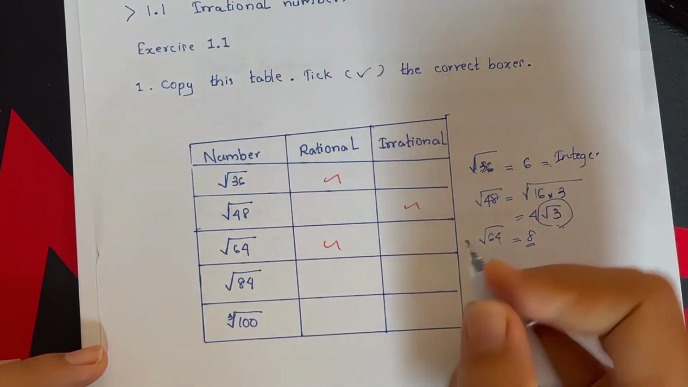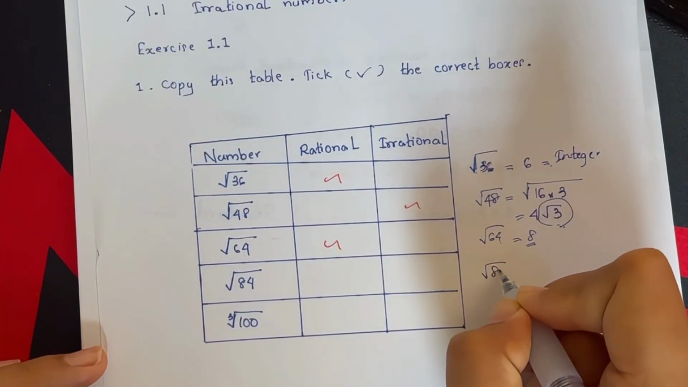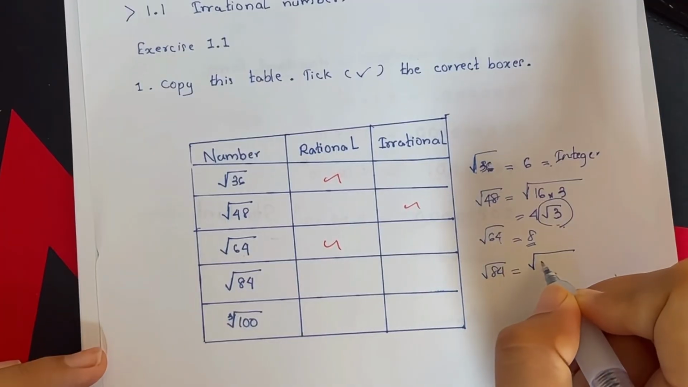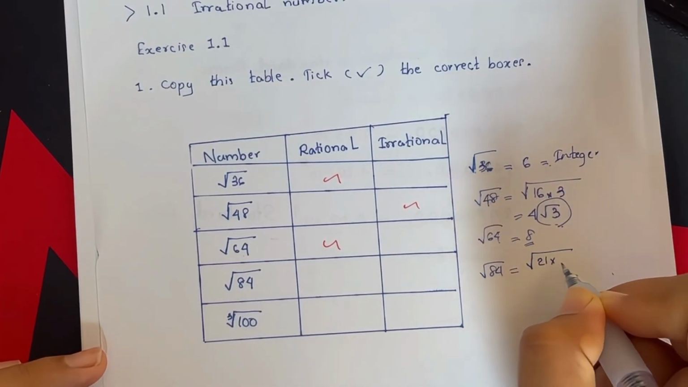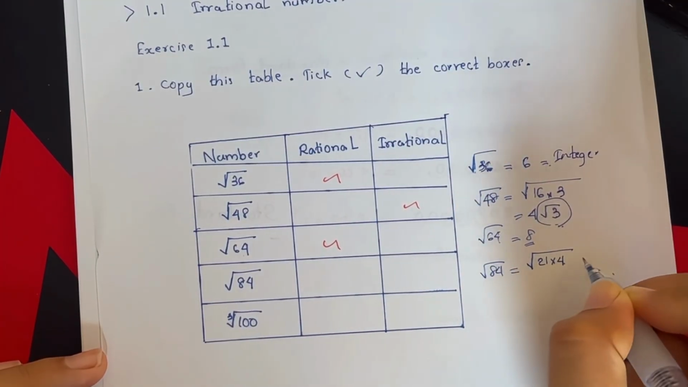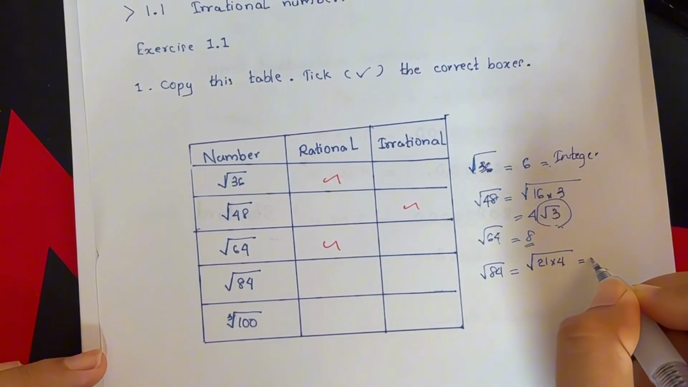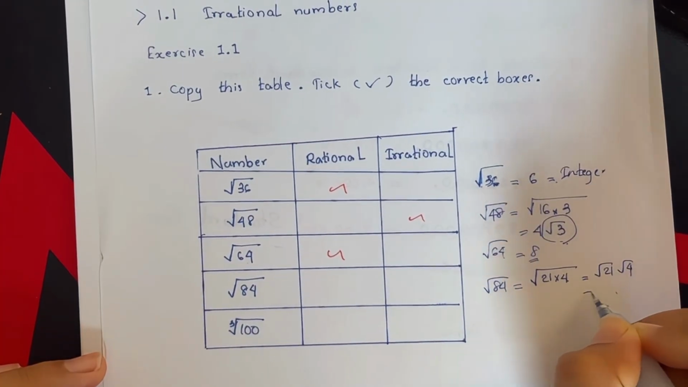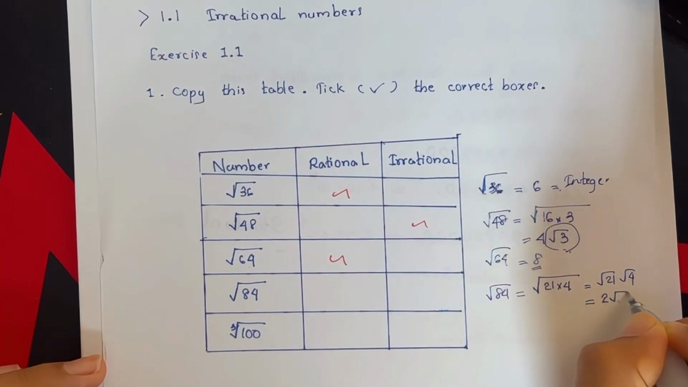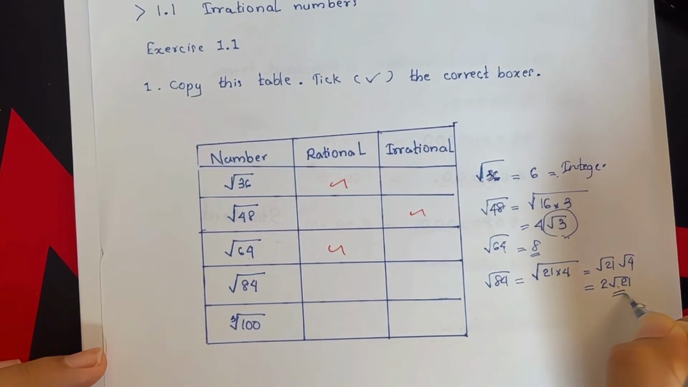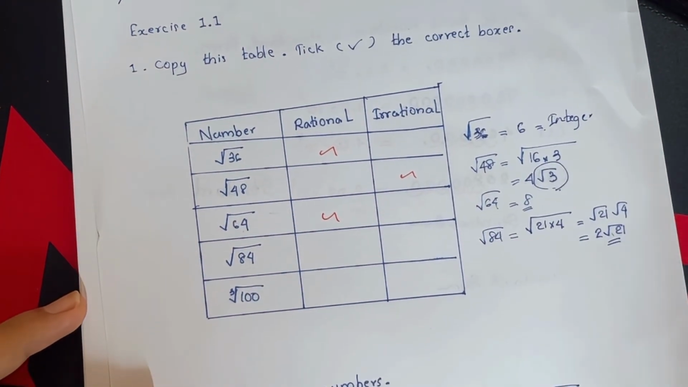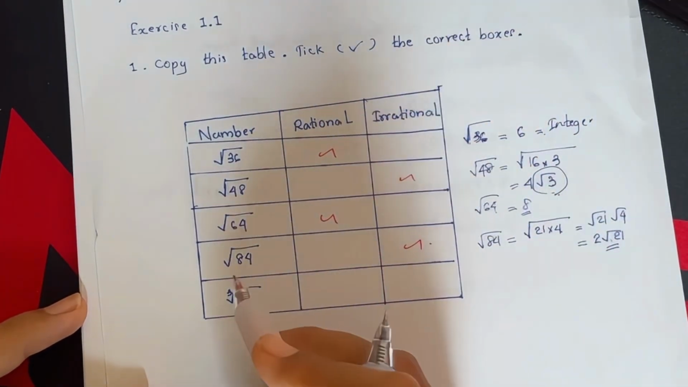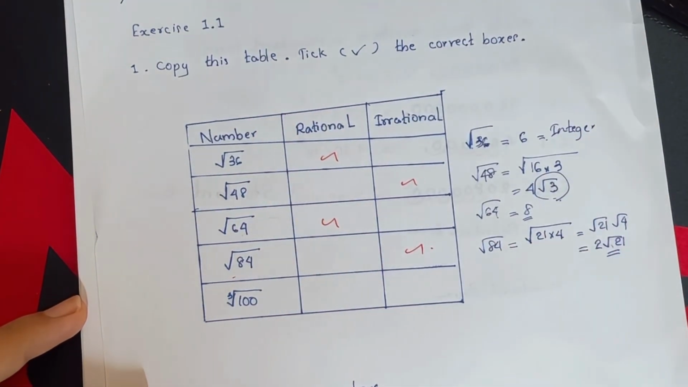Root 84. 84 means 21 times 4. So this is root 21 root 4, so it's equal to 2 root 21. But root 21 is irrational, so that's why 2 root 21 is also irrational. That's why root 84 is an irrational number.